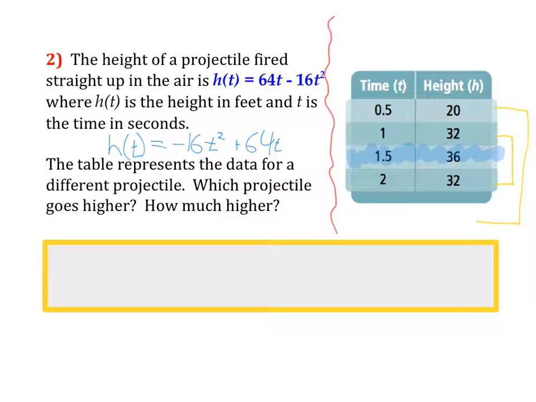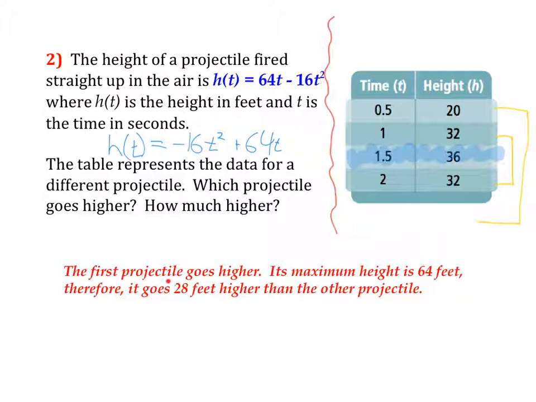All right, so the question is asking which projectile goes higher. So we're going to find the vertex of this function, and some of you might have already done that. And we already know the max height over here is 36. So we're going to say which one goes higher, and then it's got a second aspect, how much higher does it go? So if you want to pause the video to work this out, go for it, but I'm going to be displaying the answer here.